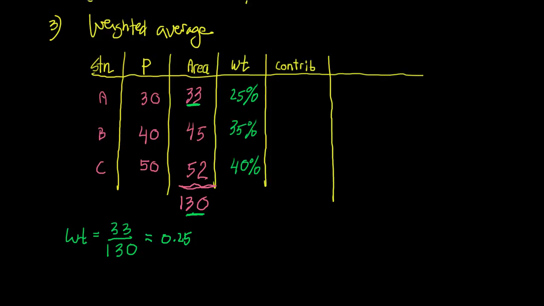And one thing you can always check is that your weights should all sum up to 100%. And if we do this right, 40, 75, there you go. They sum up to 100%. That means we've calculated them correctly.